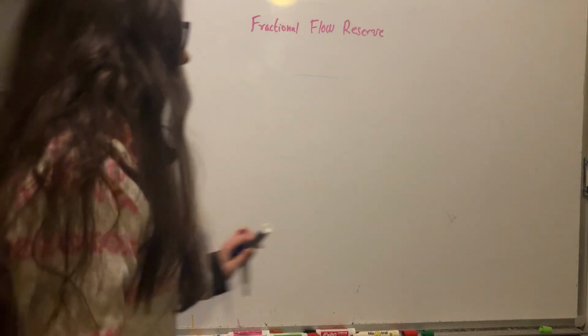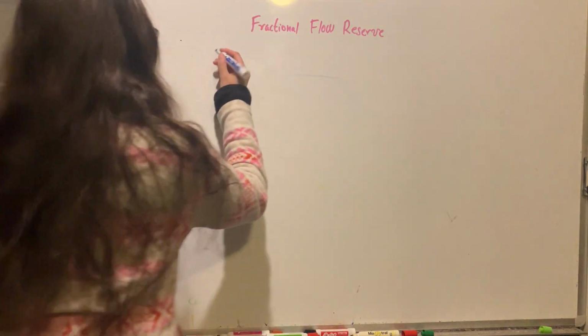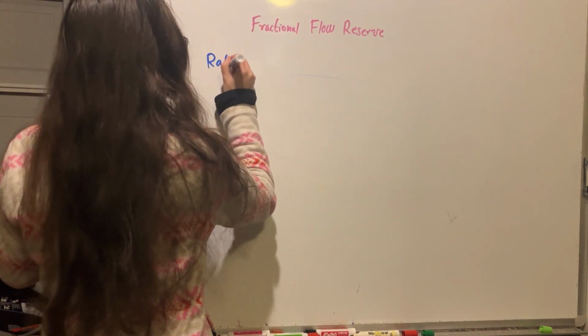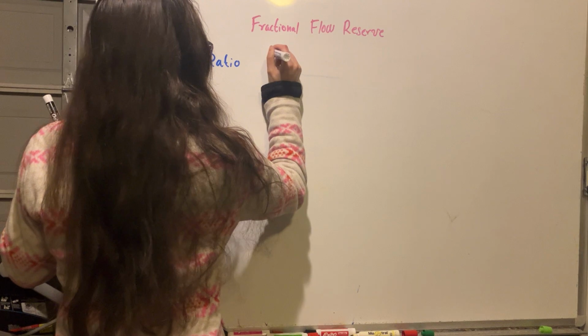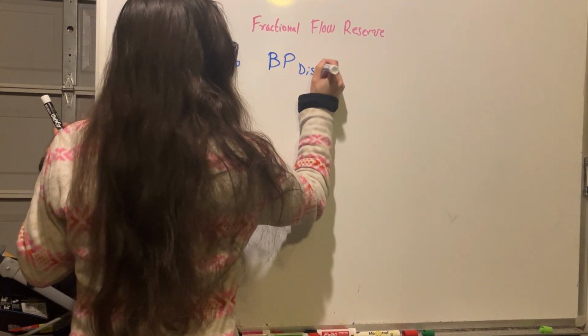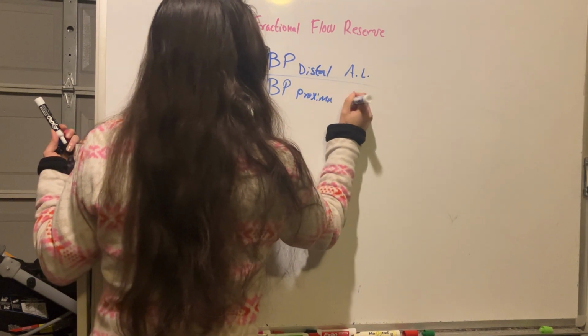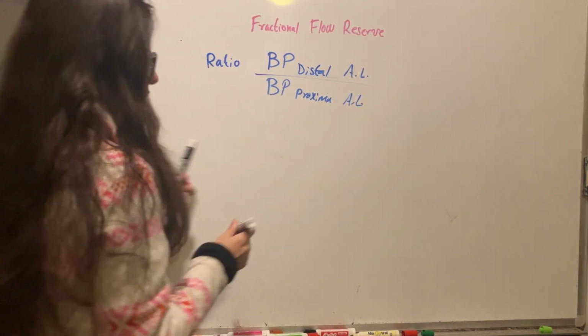Now let's see the fractional flow reserve. Fractional flow reserve is going to be the ratio between the blood pressure distal to an atheromatous lesion divided by the blood pressure proximal to that atheromatous lesion.